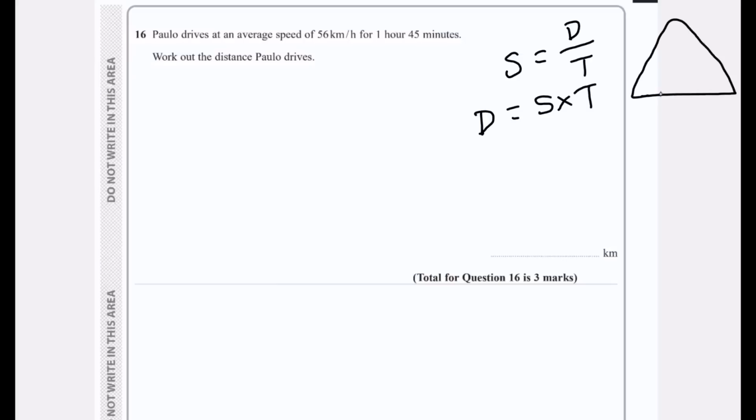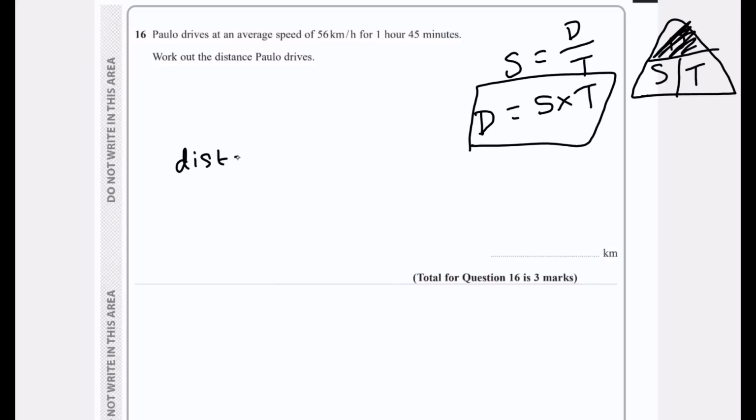You might also see this as a formula triangle. So if we're working out distance, cover over the distance, speed times time. So we want to do speed times time. The speed is 56 kilometers per hour. We want to times it by the time, 1 hour 45 minutes.